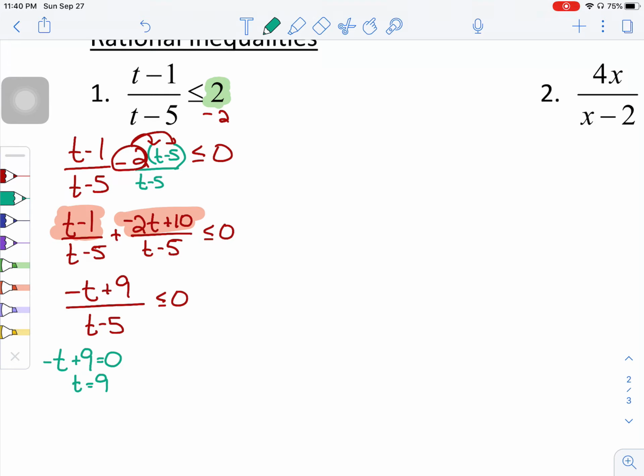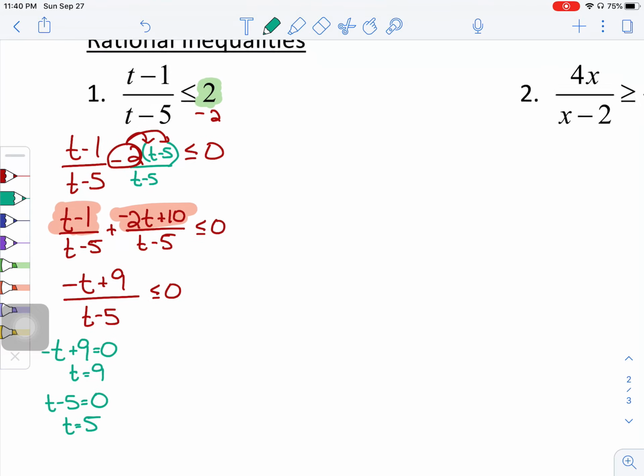The other critical value is the one that comes from the denominator. Not that the denominator is going to make this thing equal to 0, but the critical value from the denominator creates that value that we have to throw out of the domain. And so separately, we would have t minus 5. Go ahead and set that equal to 0. It's a critical value here, so we're going to say t is equal to 5.